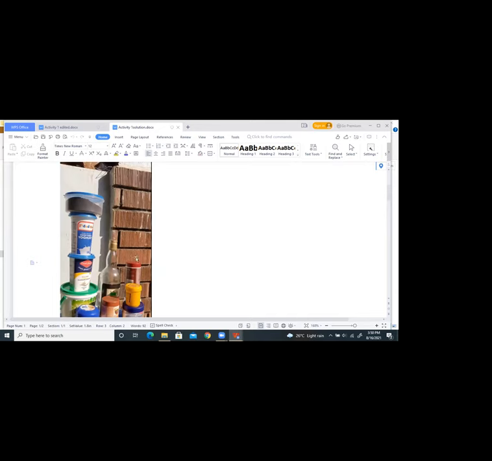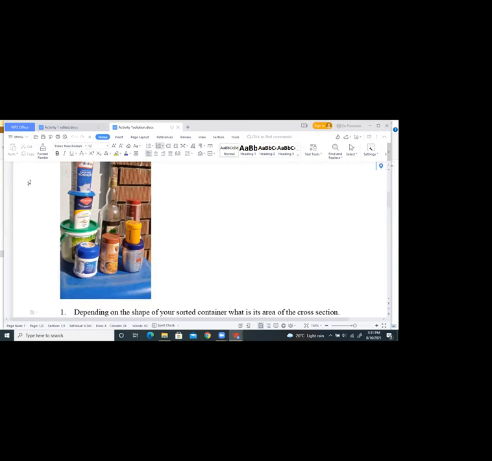When I look at the designs of these containers, some of them are cylindrical. Others are circular, but some of them are not round. Others are square in shape, and others are rectangular. So, depending on the shape of your sorted container, what is the area of the cross section?